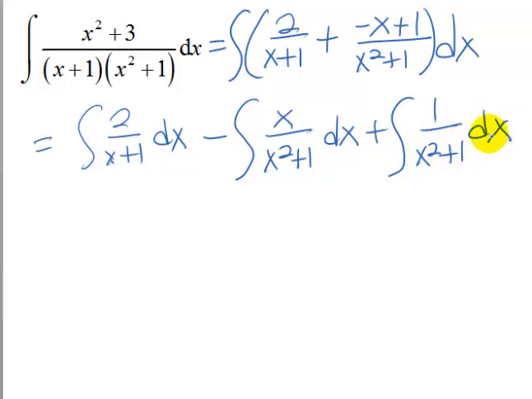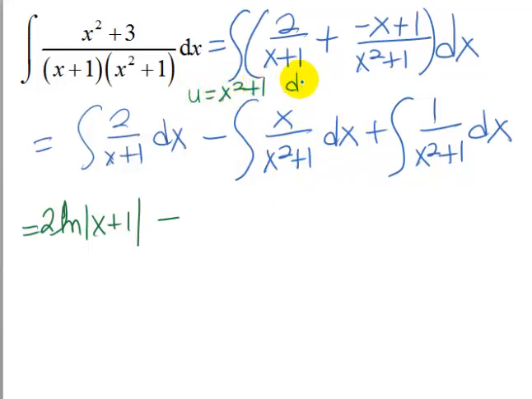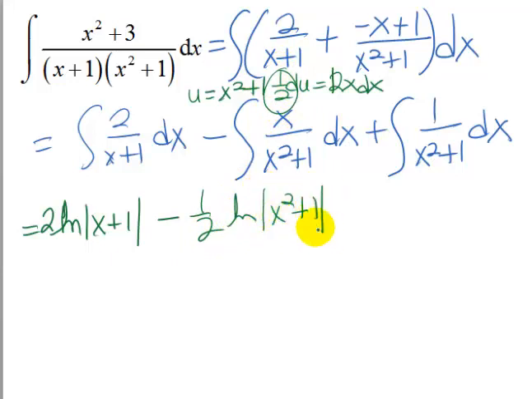Now we have this down to 3 different integrals. Let's see what we can do about integrating. This one we can see would be 2 times the natural log of the absolute value of x plus 1, minus, here we could do a u substitution and let u equal x squared plus 1, and then du would be 2x dx. And we don't have the 2, so if we compensated for that with a 1/2, this is going to end up being 1/2 out in front from this, and then the natural log of the absolute value of x squared plus 1.